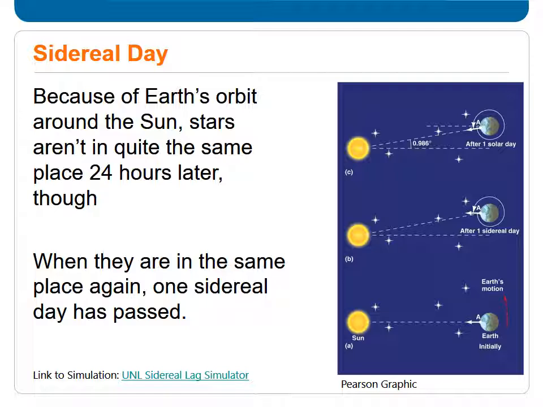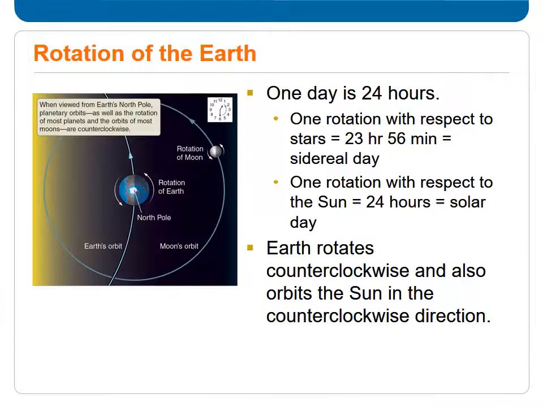Because of Earth's orbit around the Sun, stars aren't quite in the same place 24 hours later. When the stars are in the same place again, one sidereal day has passed. Thus, one rotation with respect to the stars is 23 hours and 56 minutes. This is a sidereal day. One rotation with respect to the Sun is 24 hours, and this is a solar day.